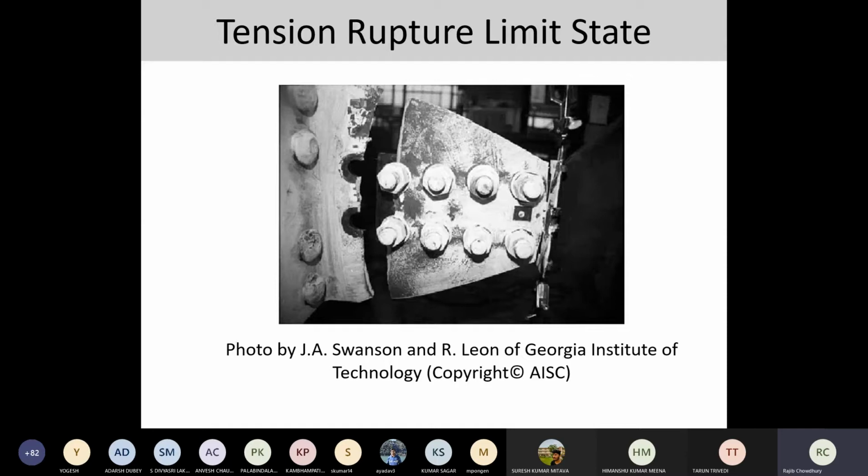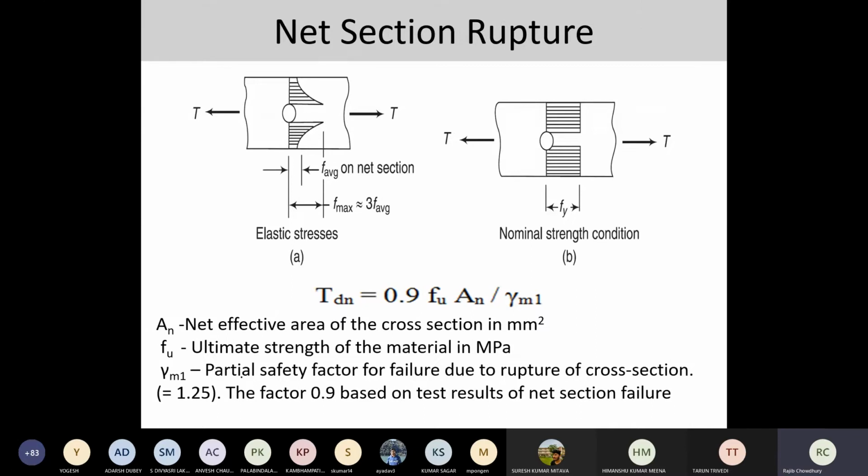A tension member is often connected to the main or other subsidiary or secondary members by bolting or welding. Now, when it is connected using bolts, the tension member has holes, and thereby it reduces the cross section. Once it reduces the cross section, that reduced cross section is referred to as the net area or net cross-section area.